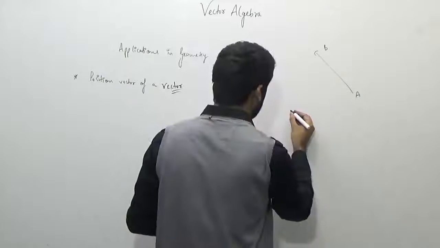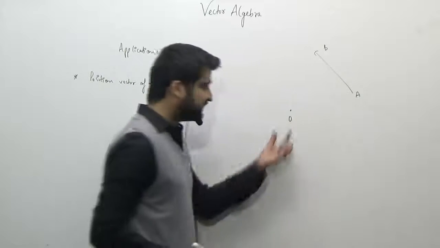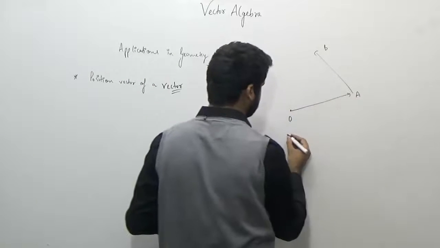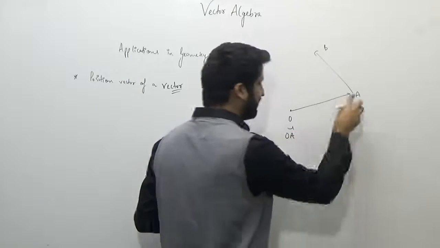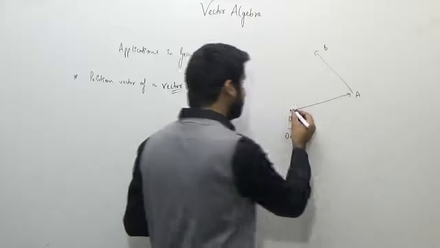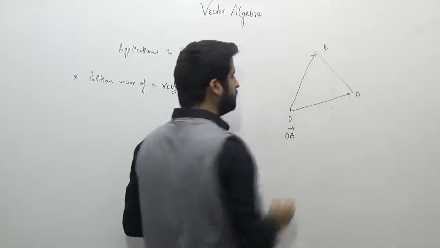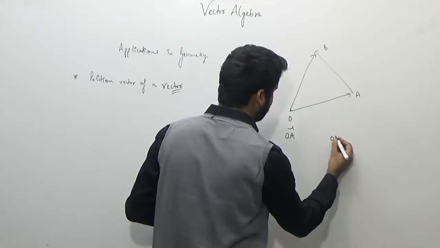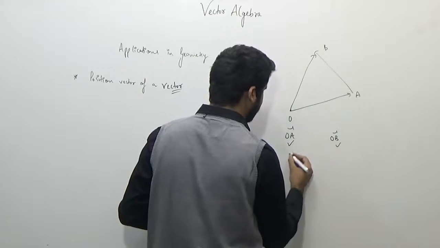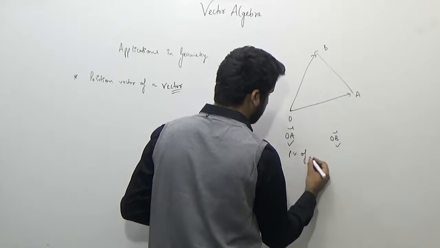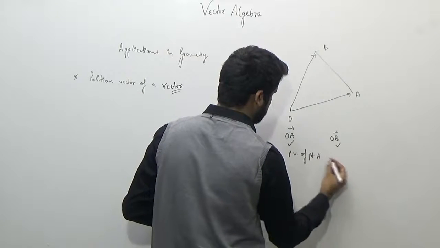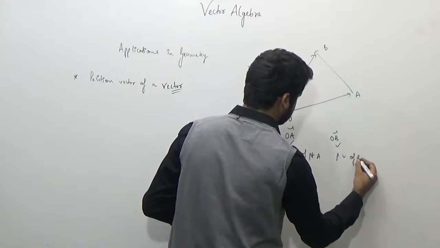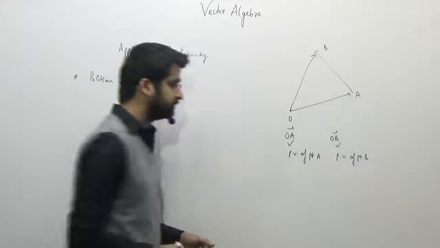That can be found by fixing some point O, which is the origin of reference. Now this OA vector, we know that this is the position vector of point A. Similarly, the OB vector will be the position vector of point B. Now these OA vector and OB vector, we know these are the position vectors of points A and B.